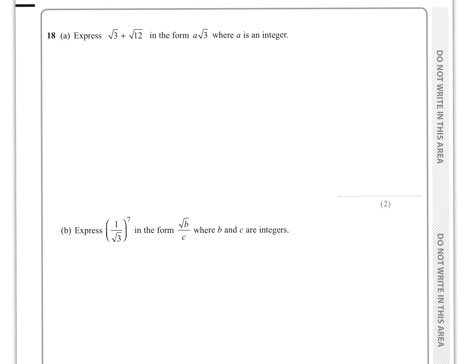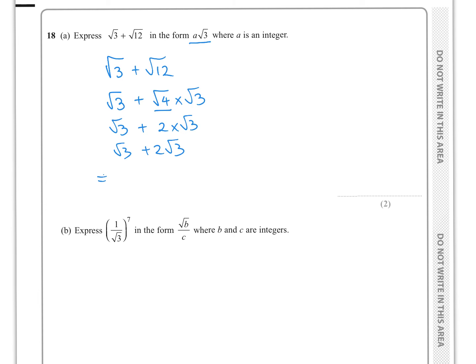Question 18. We want to express root 3 plus root 12 into this form, a root 3, where a is an integer. So 3 is a prime number, so it doesn't have any square factors. 12 does have square factors. It's root 4 times root 3. And so that's the same as root 3 plus 2 times root 3, which is root 3 plus 2 root 3, which is going to give us 3 root 3, and that's the answer to the first part.